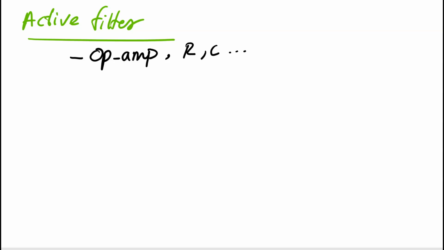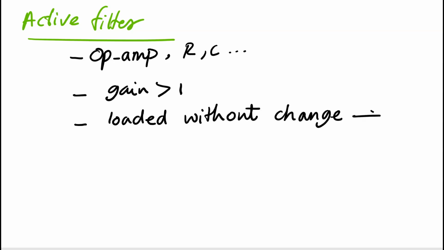The next feature of active filter is that it can eliminate all the disadvantages of passive filter. The first one is that we are not limited now to a gain equal to 1. The gain can be higher than 1 because we are working with active component with external power supply. The second advantage of active filter is that we can load the filter without changing the filter characteristic. So it can be loaded without any change in characteristic of the filter, such as omega C or gain or other features.